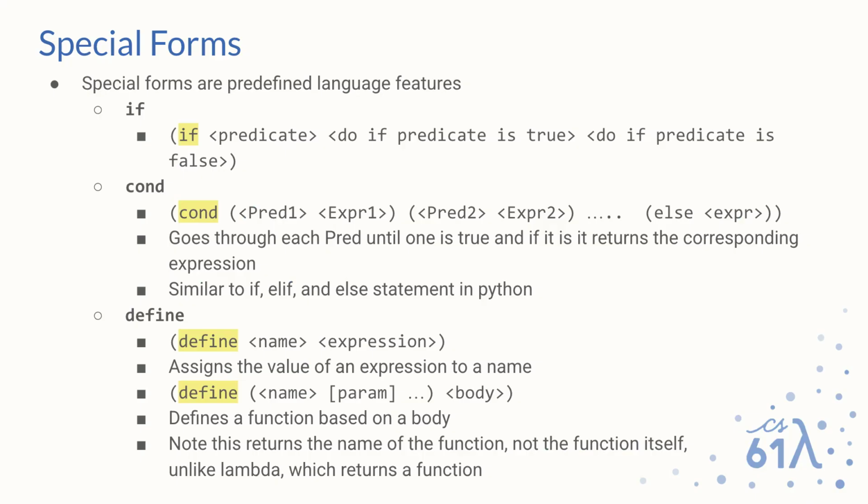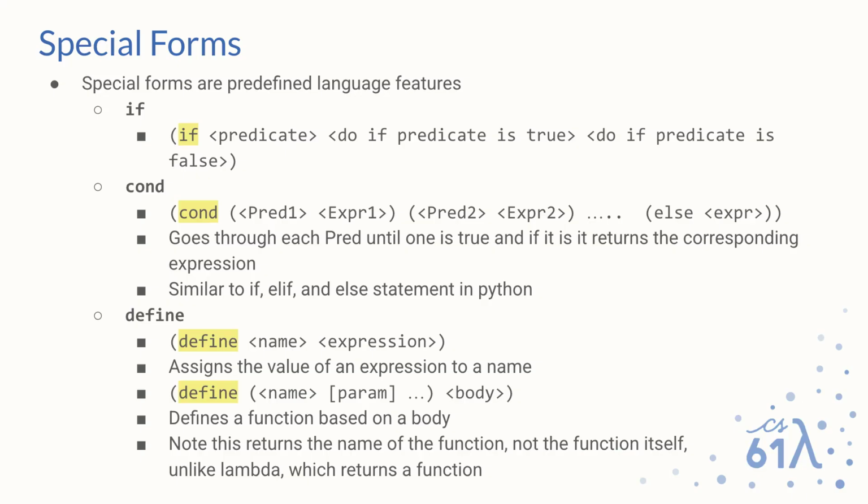For a cond, it works similarly to if, but in this case, you're going to be going through every single different predicate until one of those is true, and you're going to run that one. So you can think about this one as a Python if elif else statement. You start off with your if that's false, you move on to your elif, keep on doing that until you hit else. Okay. And then for define, if you're just defining a name to an expression, you can think about it as binding a symbol to something in Python.